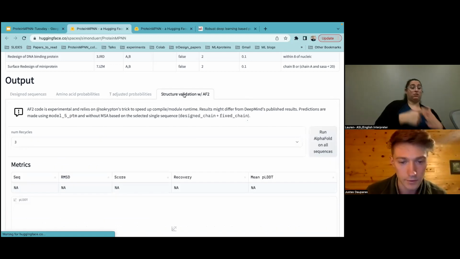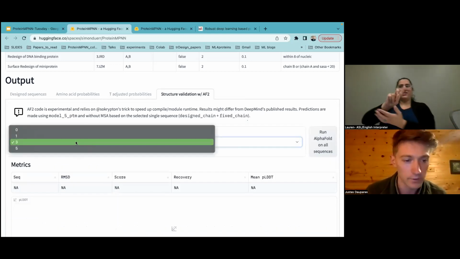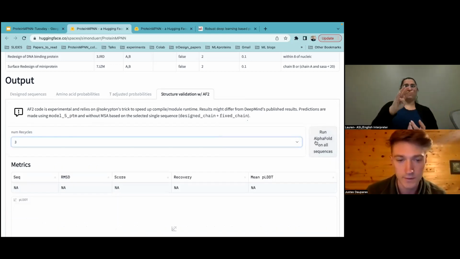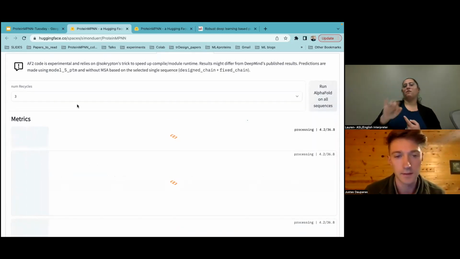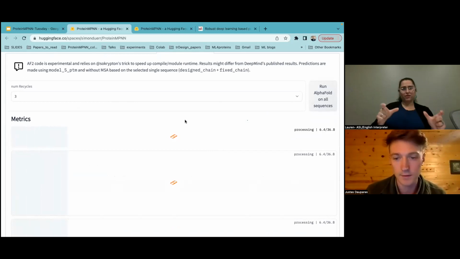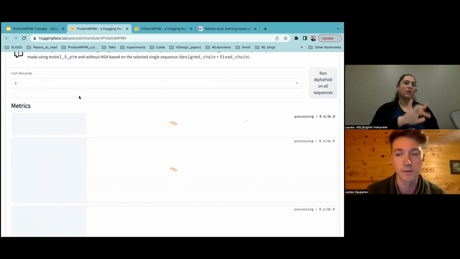And now we can do structural validation. We're going to run AlphaFold with 3 recycles on all of the sequences, and it's going to take about 30 seconds. So I'll go back to this later to see what the match is between the input and the output.